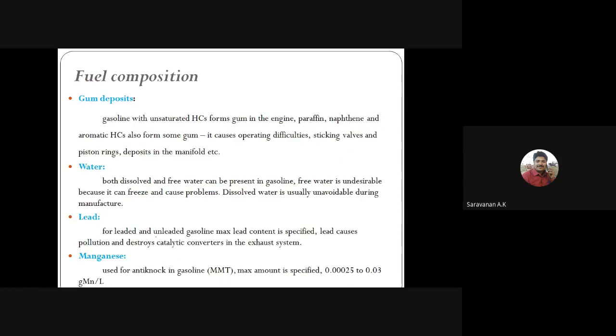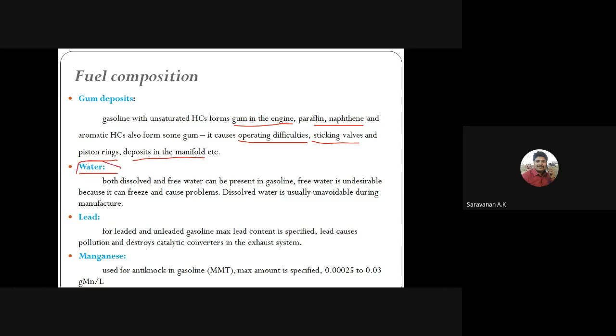For the gasolines, the unsaturated hydrocarbons form gum in the engine, that is paraffin, wax, naphthalene, right? Water may also contribute to the formation of gum. So it causes operating difficulties, that is stickiness in the valves, piston rings, and cylinder bores, and deposits in the inlet and exhaust manifolds, right?